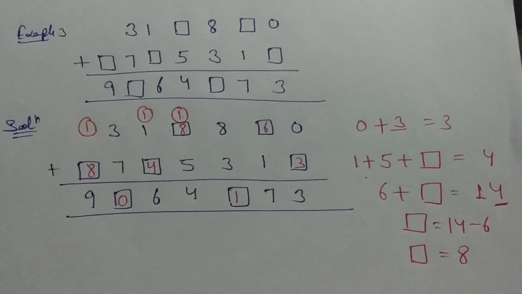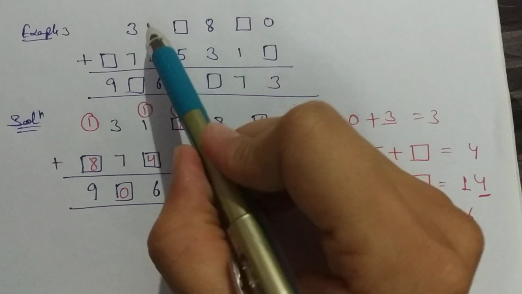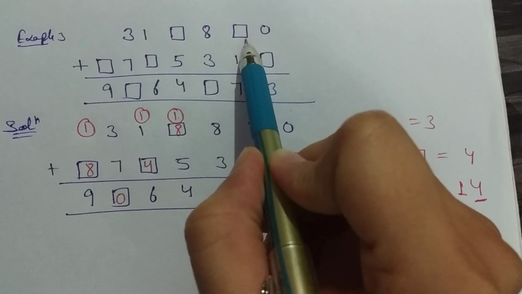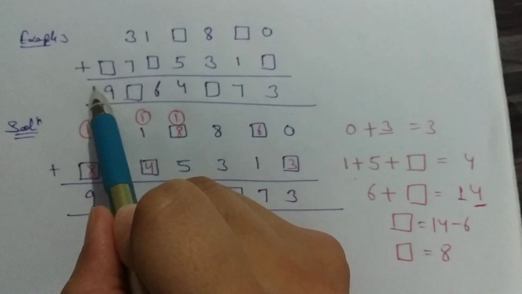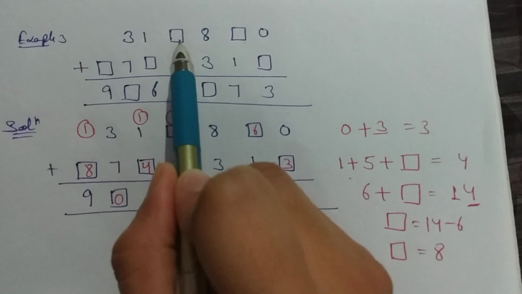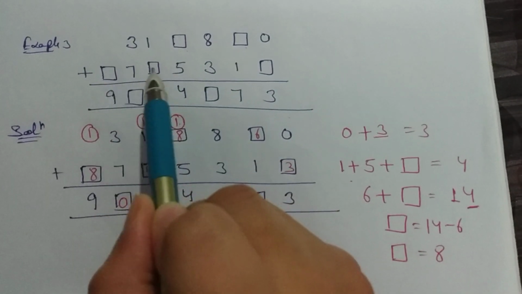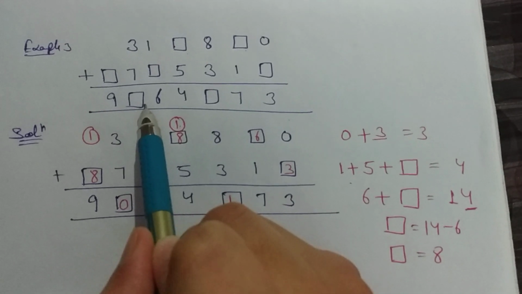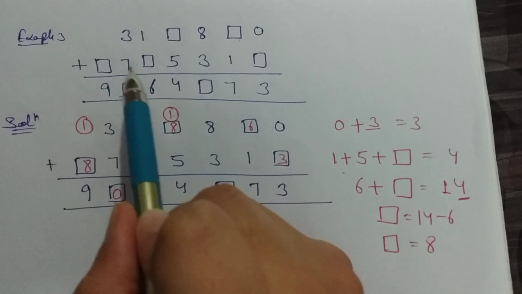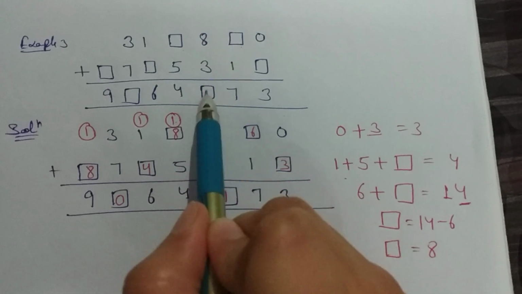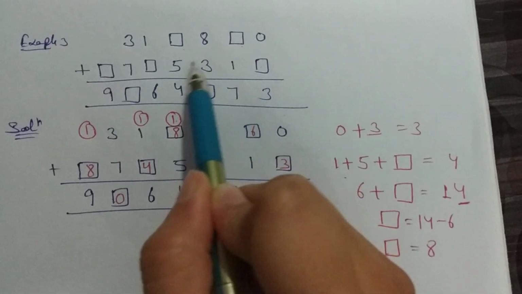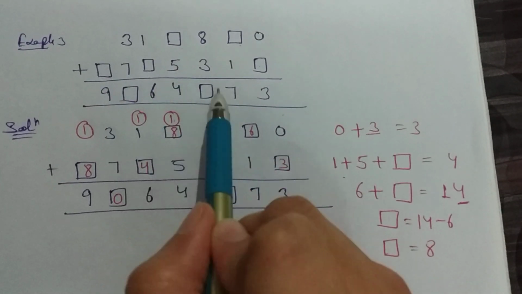See one more example here. 3, 1, then vacant place, then 8, then again vacant place, then 0, then this number. Here 1, 2, 3, 4, 5, 6 and 7. 7 numbers are missing here. Now we have to find these 7 digits. We all know that in these place only 1 digit number can be put.